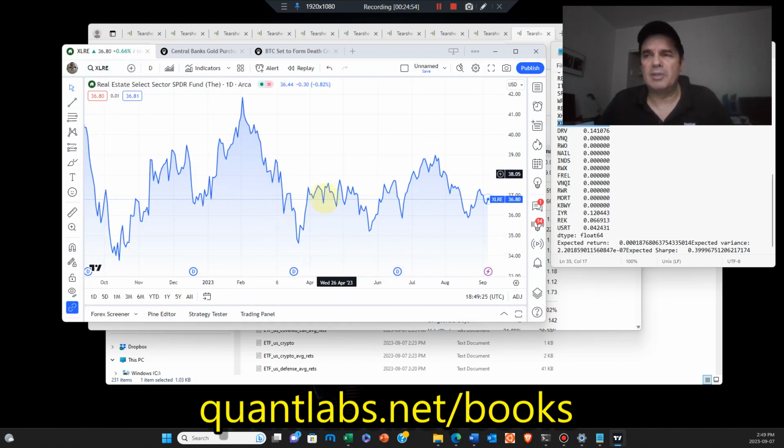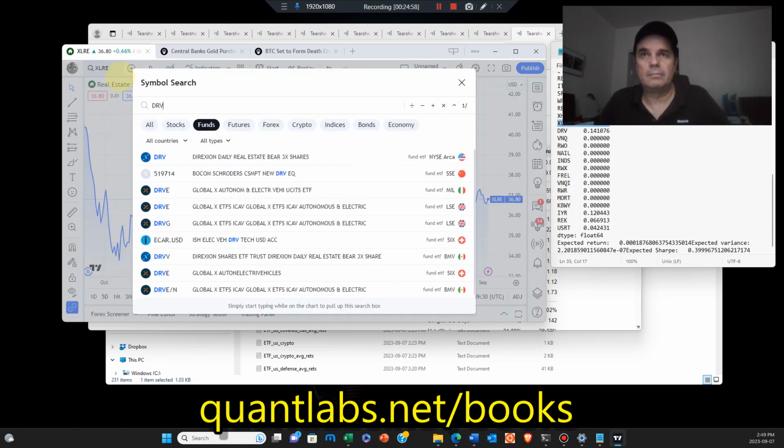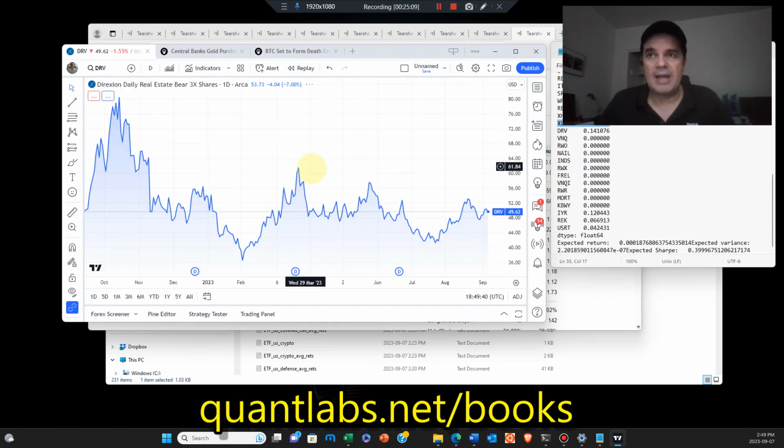So again, same performance. It's flat. DRV, Daily Real Estate Bear 3 times. So again, you'll see these 3 time leverage, 2 time leverage. When you're seeing 3 time bearish, that's just to show you how bad it is out there. And these are the better performing ones. So you can see here it's flat, but signaling back that only the profitable ones, the 3 time bear, that's not a good sign for real estate.